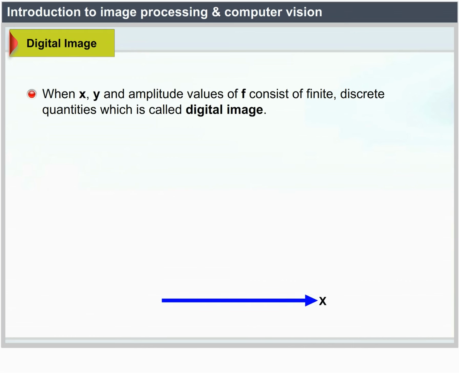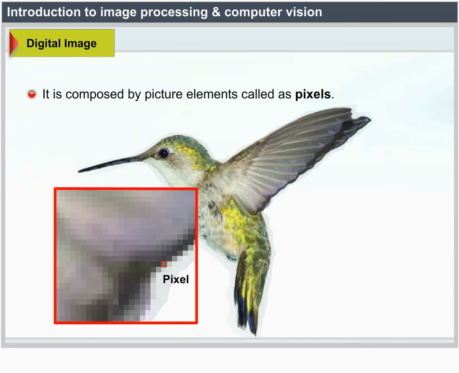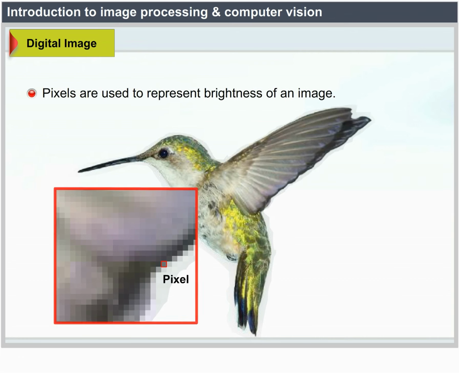Digital image. When x, y and amplitude values of f are all finite, discrete quantities, the image is digital. It is composed of picture elements which are called pixels. Pixels are the simplest form of an image. Pixels are used to represent brightness of an image.